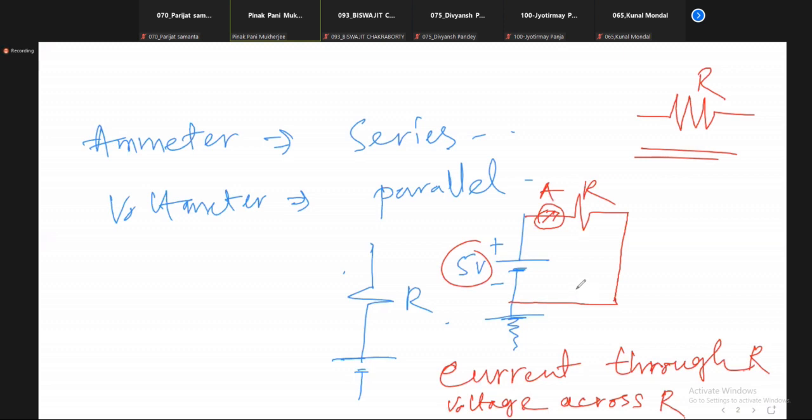Now if I want to measure the voltage across R, then what should I do? I should connect a voltmeter here. This is voltmeter B. You see, it is a parallel connection, and this one is a series connection. You should remember always this thing.